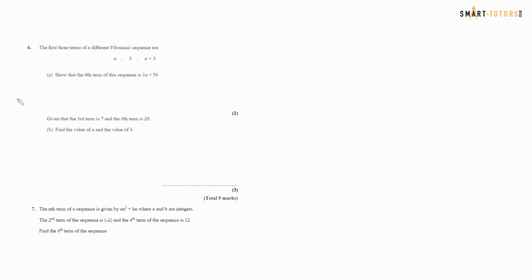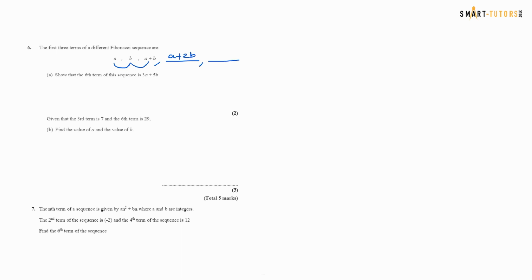Question number 6. The first 3 terms of a different Fibonacci sequence are A, B, A plus B. Show that the 6th term of the sequence is 3A plus 5B. So if you can see the sequence, this is not an arithmetic sequence or quadratic sequence. There is a pattern of adding the A with B, which is A plus B. So if you want the 4th term, the 2nd term and the 3rd term need to be added together, which is A plus 2B.